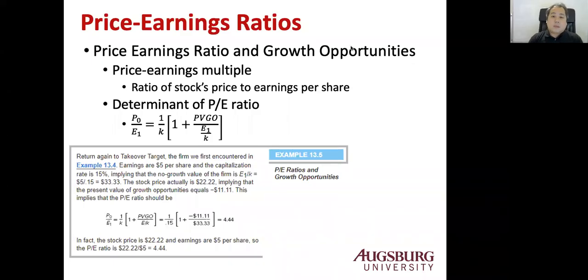Part 3 of chapter 13 is the price to earnings ratio. In the previous two parts, first we saw the book value of equity. In the second part, we saw how to use the dividend discount models to evaluate the stock. Now there are some weaknesses in dividend discount models.